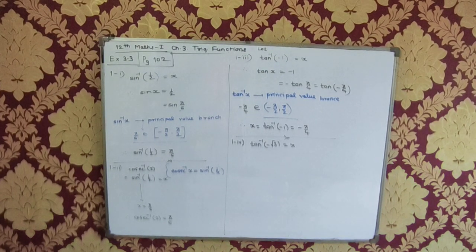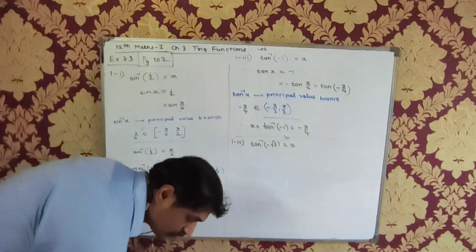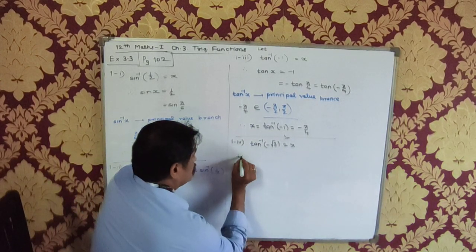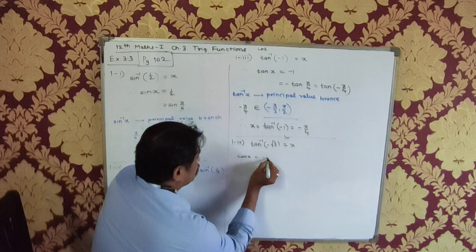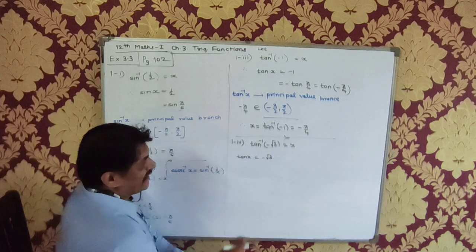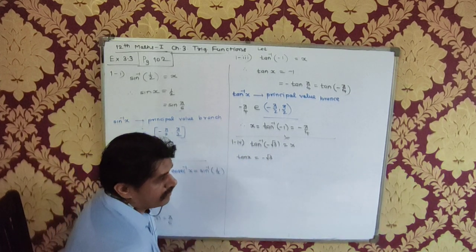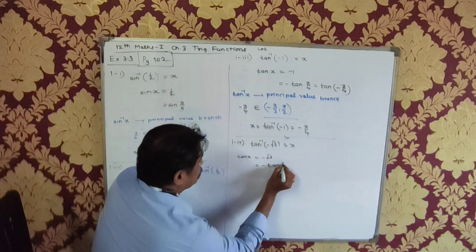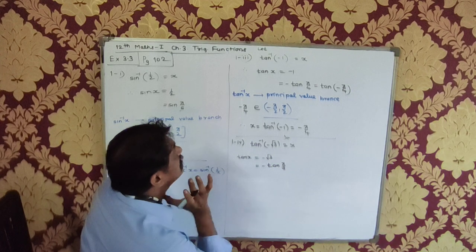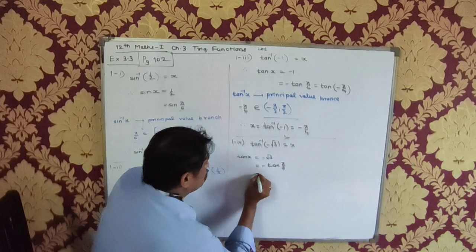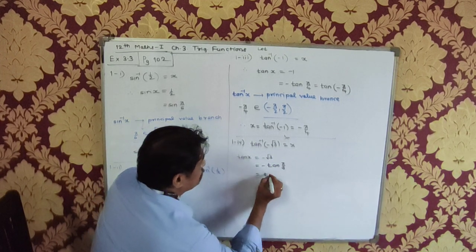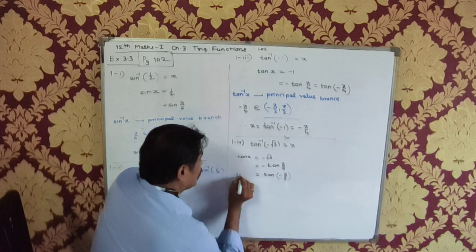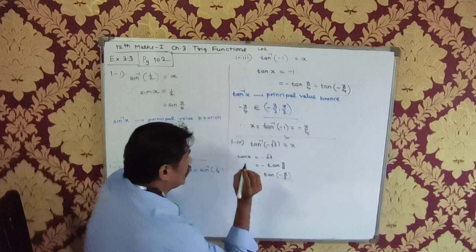Let this be x. Therefore tan x is equal to minus root 3. But this is tan for which angle? This is tan of 60, minus tan of pi by 3. That is equal to tan of minus theta is minus tan theta. So tan of minus pi by 3. Tan x is equal to tan of minus pi by 3.